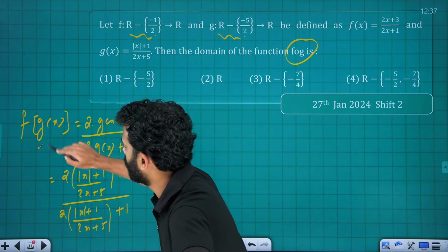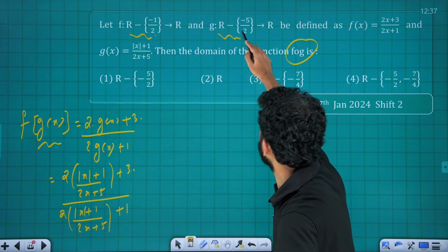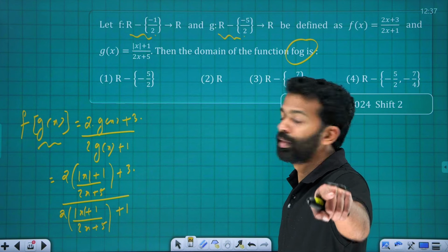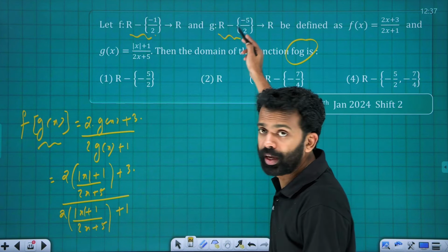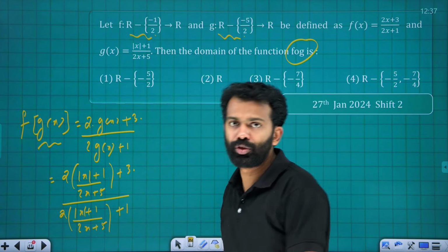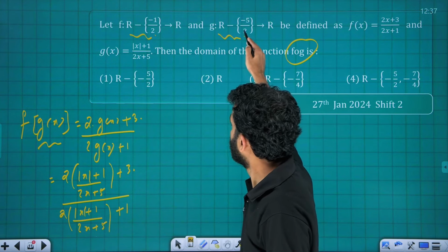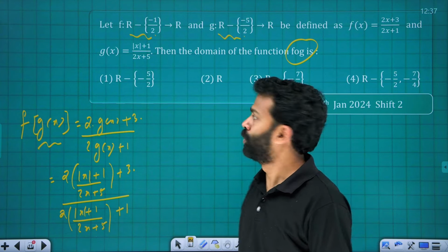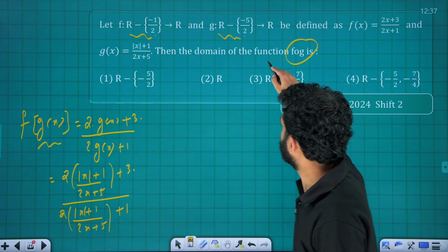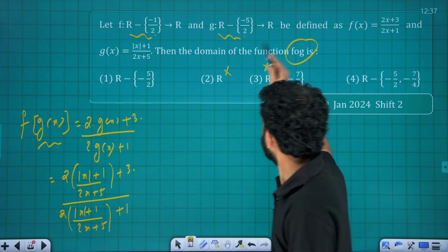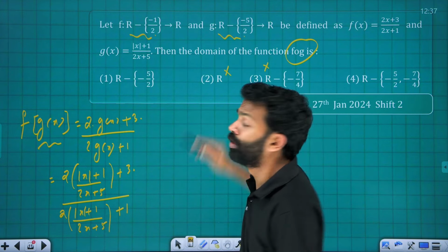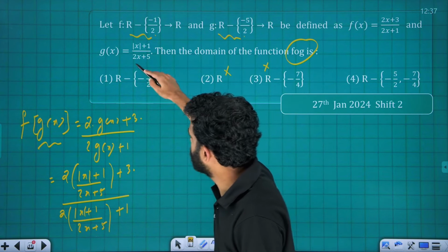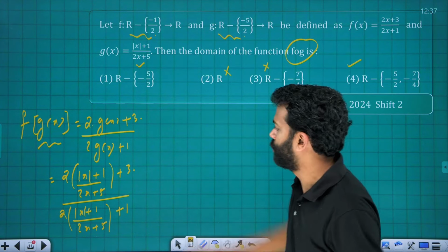So what is the domain of g? R minus 5 by 2 is the domain of g. So the number minus 5 by 2 cannot be substituted here, because g cannot have the value minus 5 by 2. So already we can exclude this option and this option. The domain of this function should not have minus 5 by 2. Therefore, the final answer will be either this one or this one. That we can formulate from here.